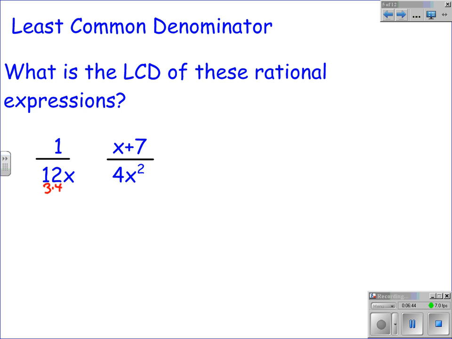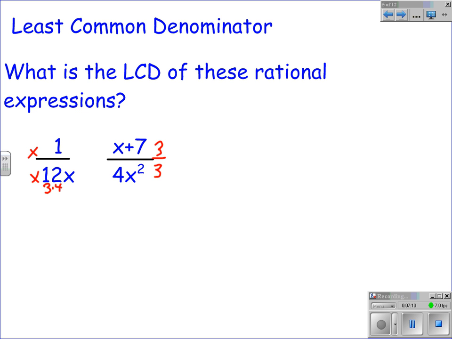Okay, so I need to multiply both of these by 3 in order for them both to have a 12 in the denominator. They're missing a 3 in that one. Now, one of them has an x squared, the other has an x. The first one is missing. What's the first one missing? Elise? An x, so we're going to have to multiply by an x on both top and bottom.